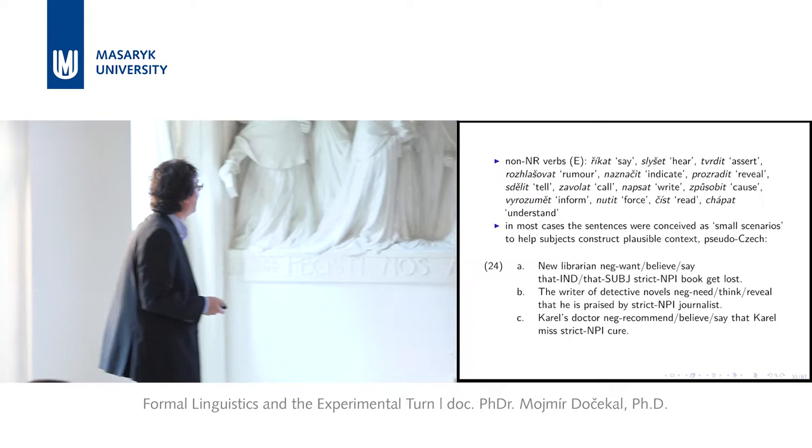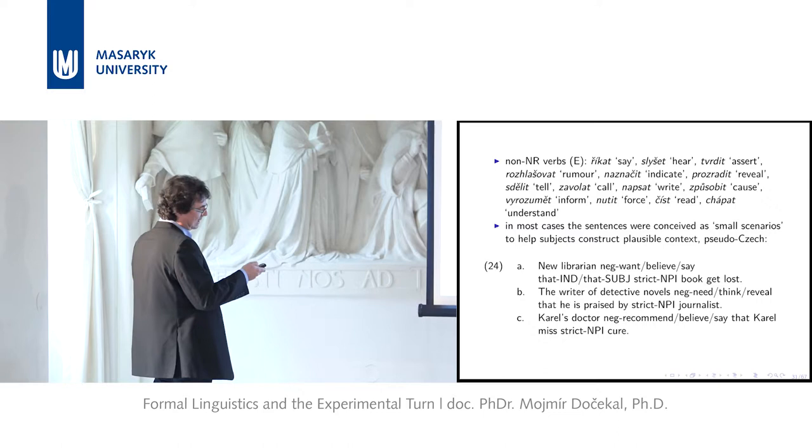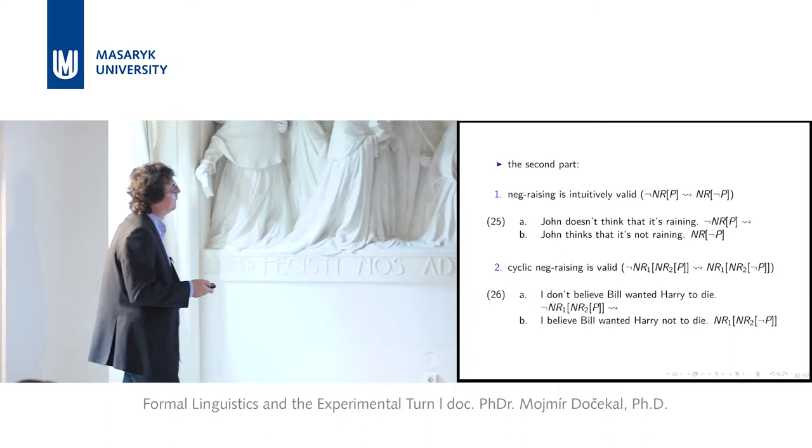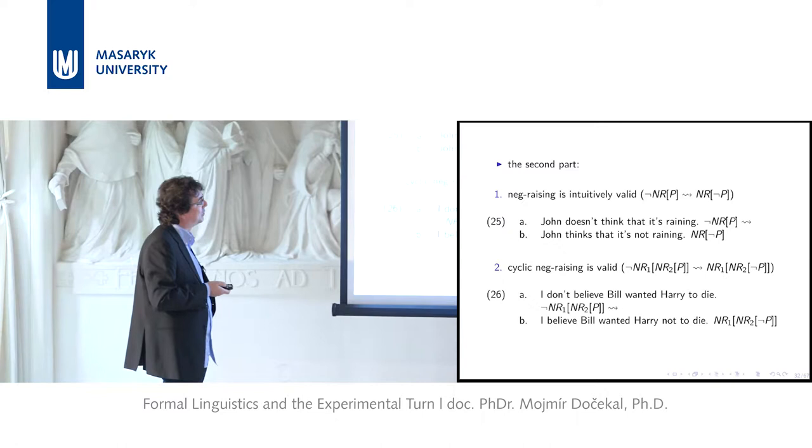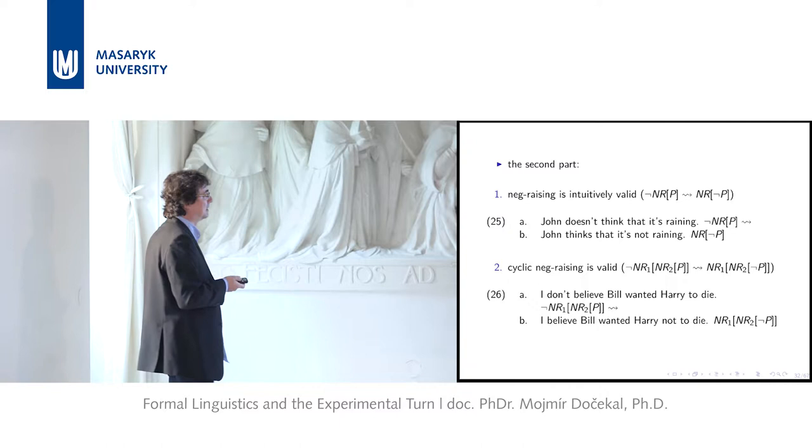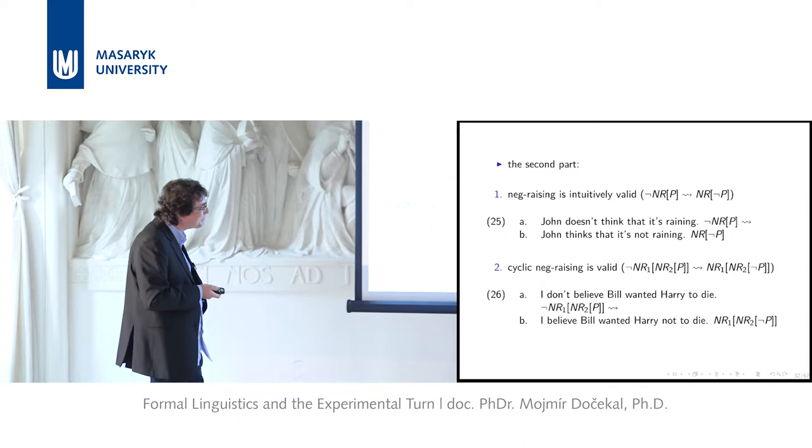That was the first part, the acceptability part. Then we asked people about their intuitions. That was the second part. We asked people about the negraising intuition. So the task was something like, if you believe that John doesn't think that it's raining, would you believe that John thinks that it's not raining? Which is exactly the negraising inference.